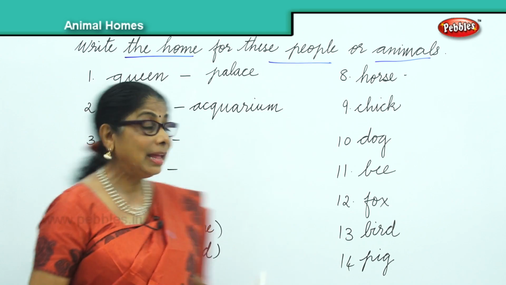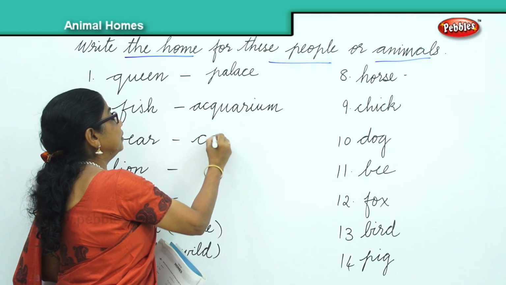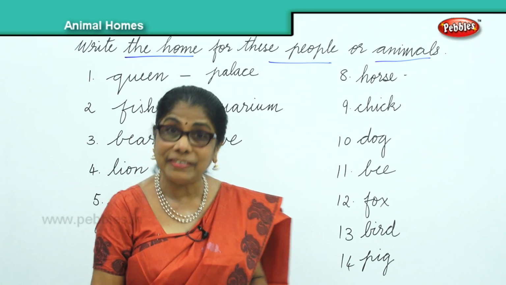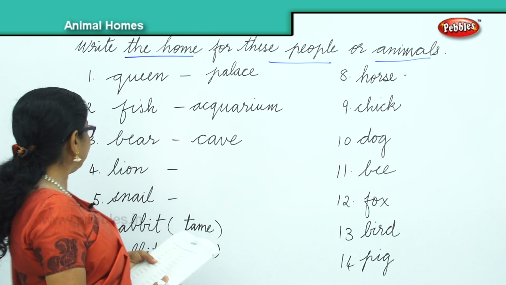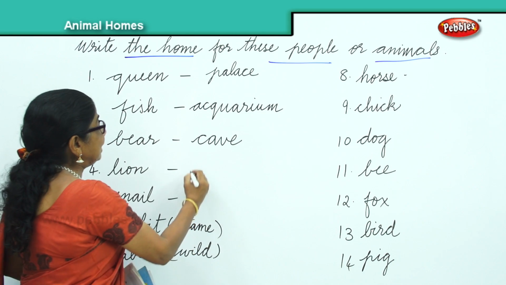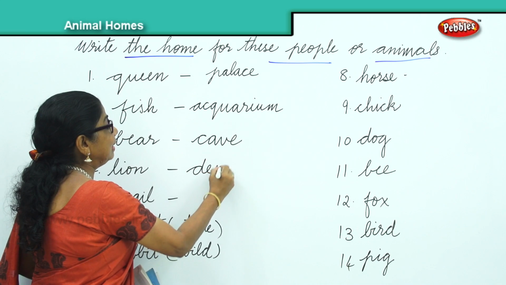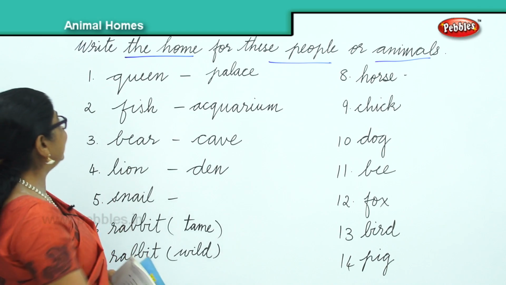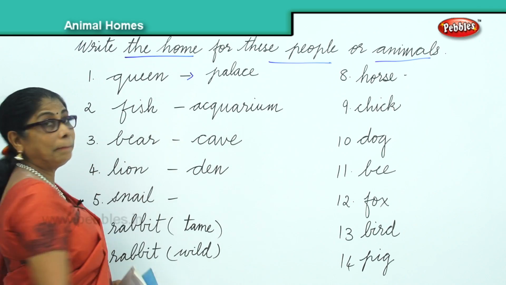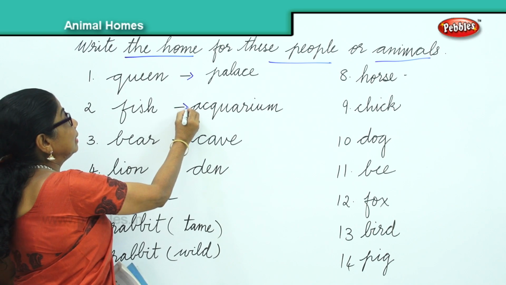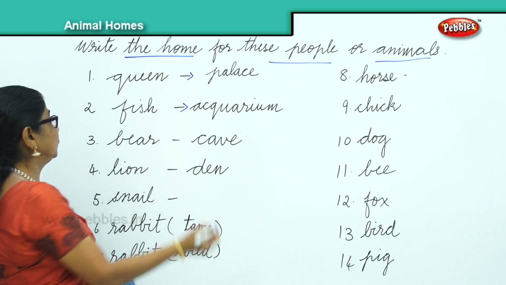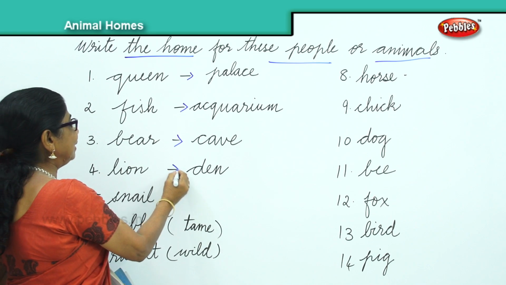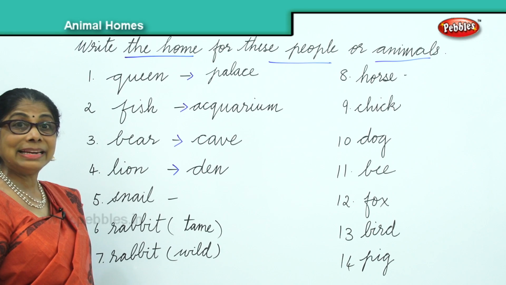Bear. Where did the bear live? The bear lives in a cave. The bear, he lives in a cave in the forest. Then lion. Where about the lion? He lives in a den. The lion lives in a den. Queen, she lives in a palace. Fish, they are put in an aquarium. Bear, they live in a cave. And the lion, it lives in a den.